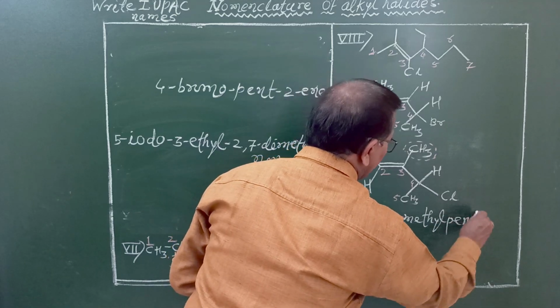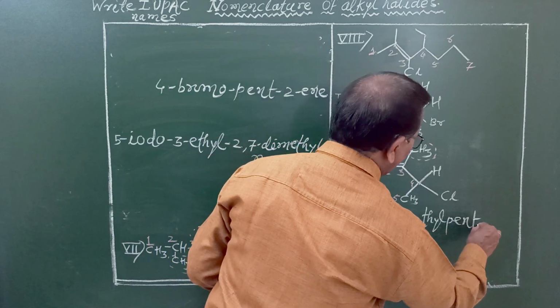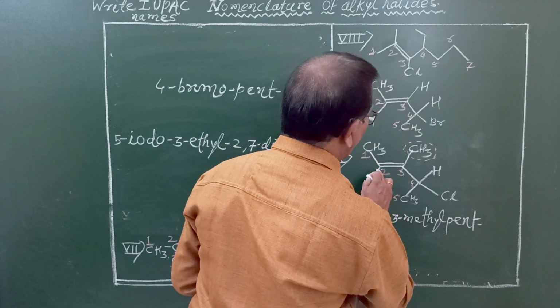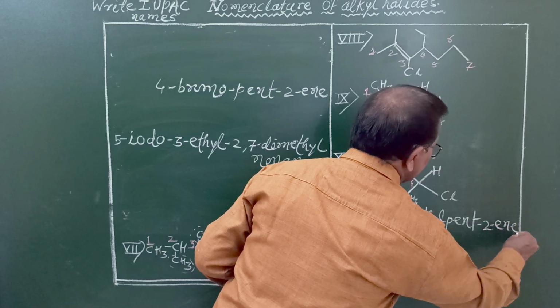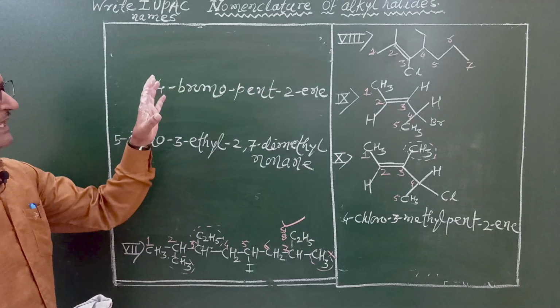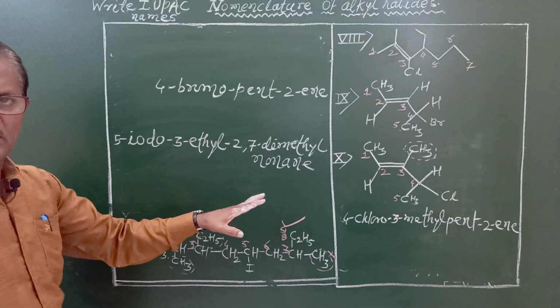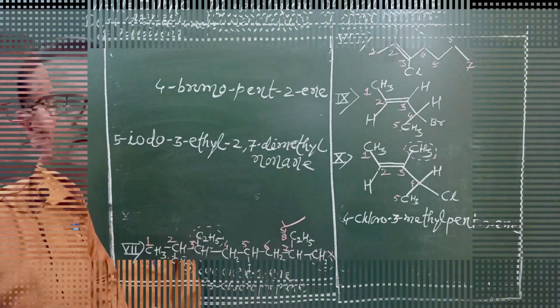pent. Since the longest continuous chain contains 5 carbon atoms, we will take prefix pent, followed by the position of the double bond. The position of the double bond starts from carbon number 2, pent-2, followed by suffix ene because of this double bond. So this is about IUPAC names of different halogen derivatives of hydrocarbons.